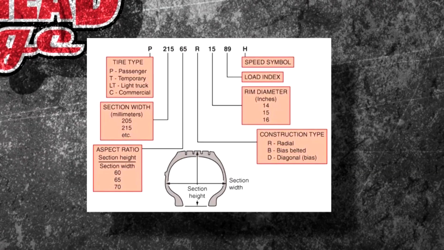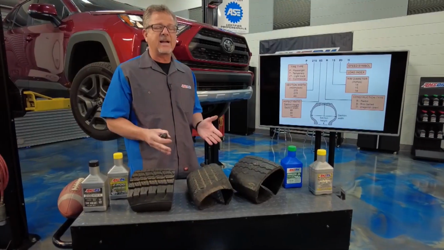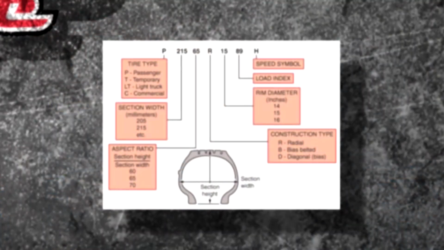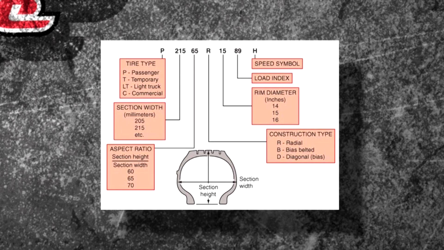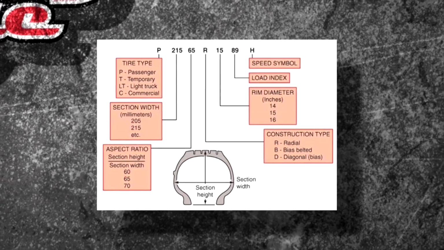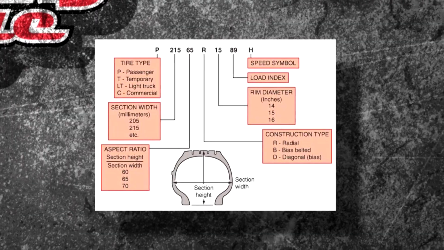I can kind of make an illustration for you. If it was a 50 size tire, it would be 50% as high as it is tall, kind of like a square. Then you got the R as a radial construction, 15 is the rim diameter, 89 is the load index, and HE is the speed symbol. So there's a lot going on when we talk about tires.